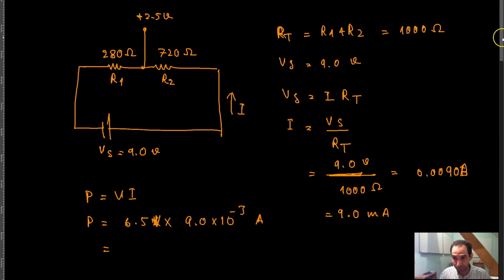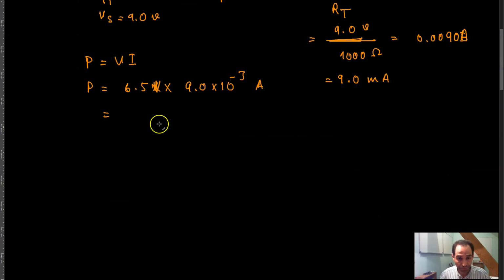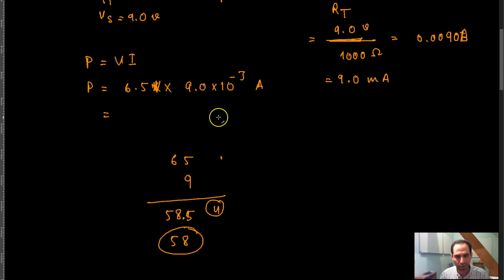is equal to 65 times 9, with 1 decimal point there, so you get 45, and 9 times 6 is equal to 54 plus 4 is equal to 58, and 1 decimal point here, and then you can basically round that to 2 decimal places, meaning that you can call it 58 into 10 raised to the power negative 3 watts, which is equal to 58 milliwatts.